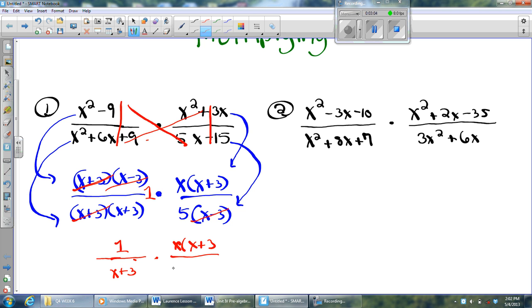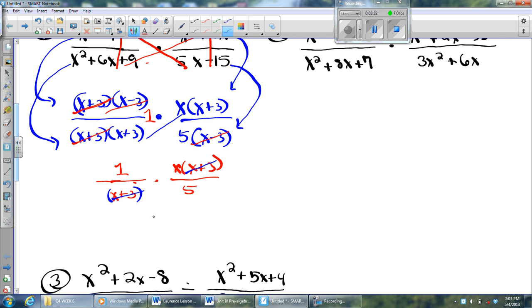Over 5, of course. You don't have to rewrite it at this point, but if you're having difficulty seeing, I thought I'd rewrite it to show you what's going on. So now I've checked all directions except diagonally up to the right. So I need to check this way. I have an x plus 3 in the denominator here, and an x plus 3 in the numerator. They can cancel. So now I'm ready to multiply.